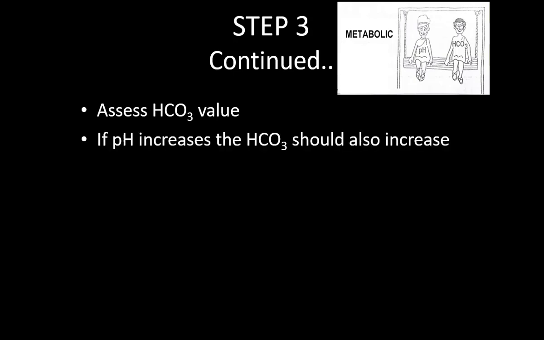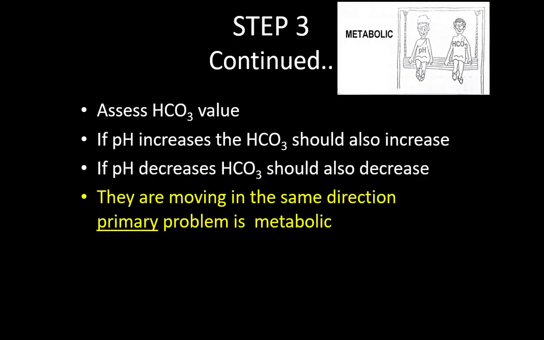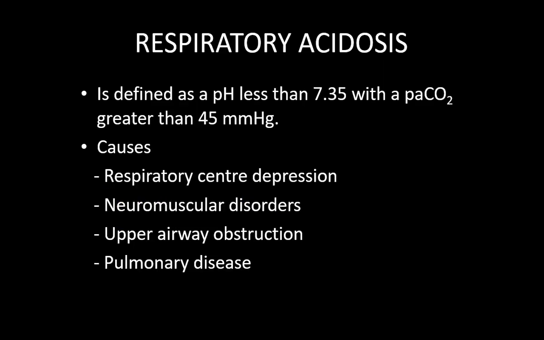What happens in the metabolic? They become friends, so they move in the same direction. Assess the bicarb value. If pH increases, the bicarb should also increase here. If pH decreases, bicarb also should go down. They are moving in the same direction, so you can know that metabolic is the primary problem.